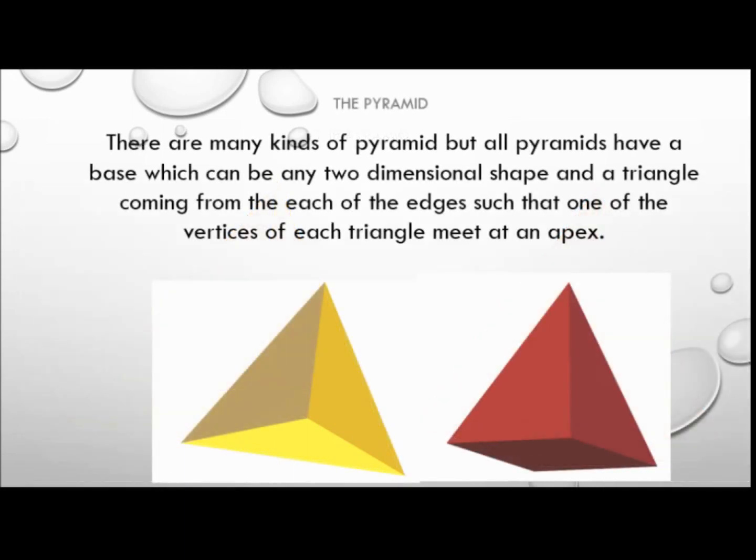In fact, there are many kinds of pyramid, but all pyramids have a base which can be any two-dimensional shape and a triangle coming from each of the edges of that one shape, where one vertex of every triangle meets together at a single point called an apex.